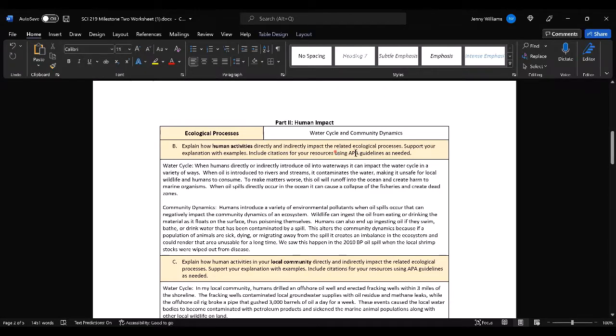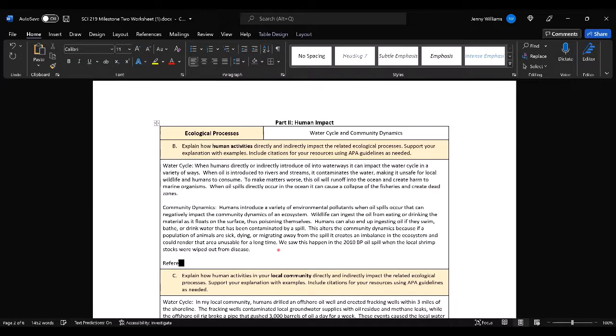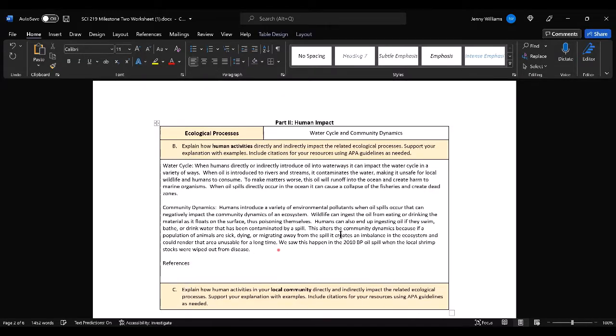But remember that anywhere it talks about using APA guidelines, you need to have references listed, and do your in-text citations, right? So I might want to put something to support this statement, since it's a bold statement, because I say, okay, when oil spills directly occur in the ocean, it can cause a collapse of the fisheries and create dead zones. So I would want to support that, right? And so you would do the author or the organization's name, and then the date published as your in-text citation.